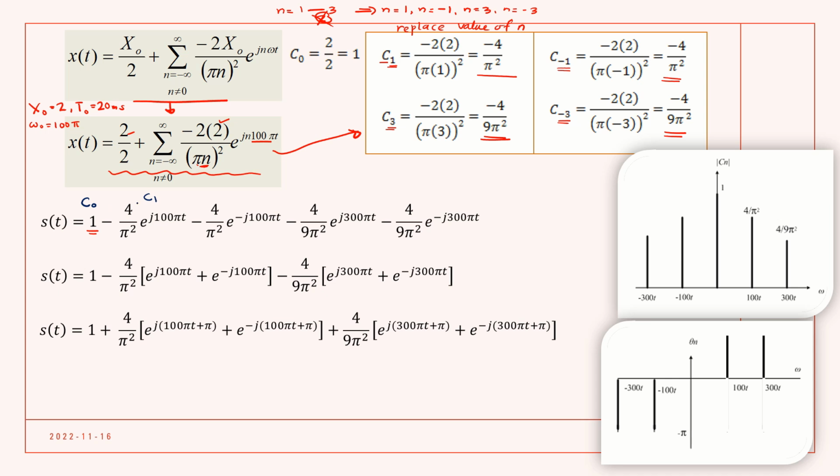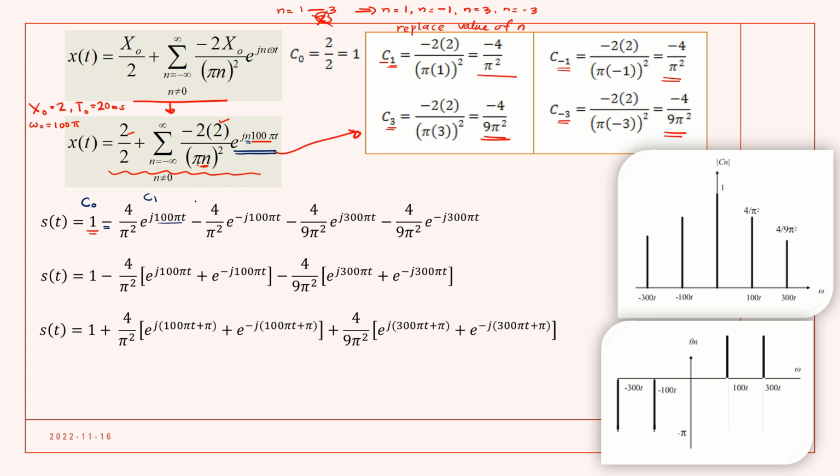So your C1 is negative, so it is negative here. So 4 over pi squared, 4 over pi squared. And then don't forget the exponential behind here. So the exponential j, your n is positive 1 now, so n is equal to 1. So your other value is 100 pi t. So 100 pi t now.